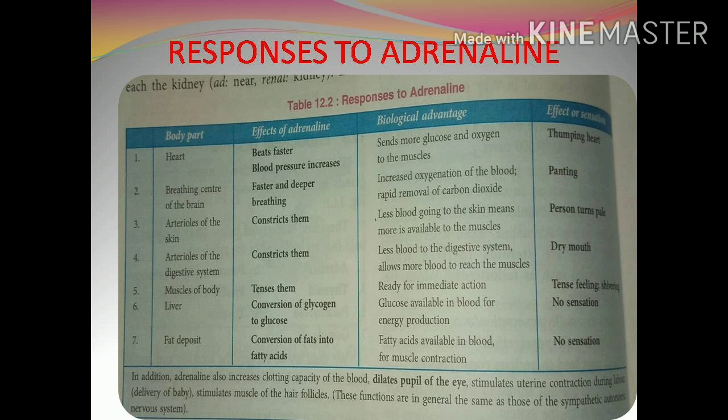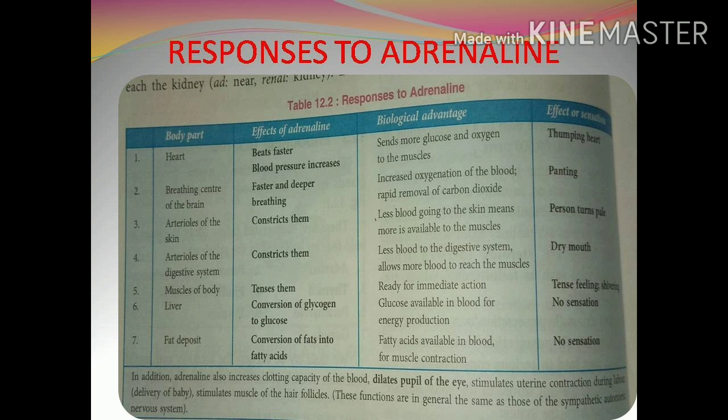Next, responses to adrenaline. When the adrenaline hormone is secreted in our body, many changes take place. This adrenaline hormone works along with the autonomic nervous system also. In that condition, some changes we can see in our body. For example, the heart: heartbeat increases. When heartbeat increases, it sends more glucose and oxygen to the muscles. So, the effect is a thumping heart; heartbeat increases.